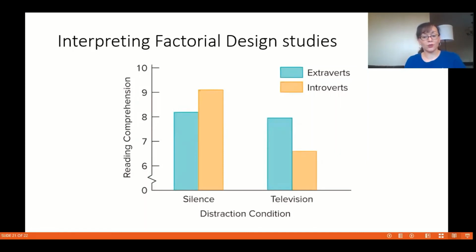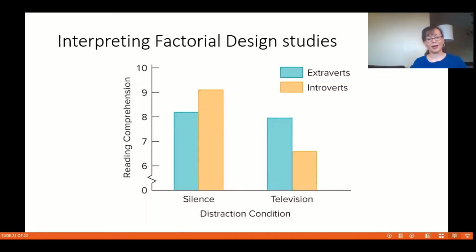We can see 2 of those variables on the bottom axis here, on the x-axis, with silence as one variable, television is the other. So we have 2 levels of our first independent variable. And for our second independent variable, we also have two levels, and these are shown in the blue and the orange, two colors for the two levels of this variable, marking extroverts and introverts.